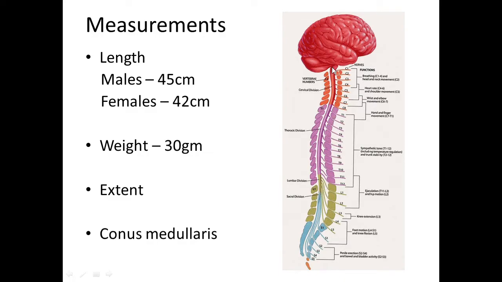Clear? So the spinal cord is a continuation of the medulla oblongata from the level of the upper border of the atlas to the lower border of the L1 vertebra, or sometimes the intervertebral disc between L1 and L2. This lower end is a tapering end, and it is called the conus medullaris.